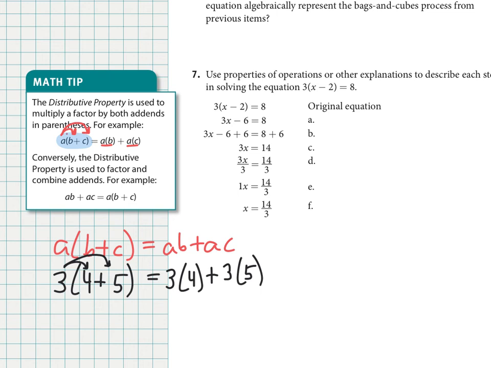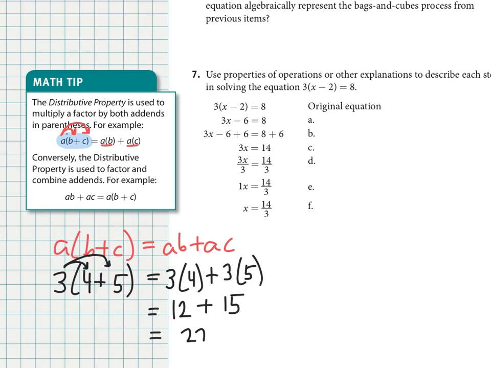And if we think about that, since it's numbers, we can actually do the multiplication, right? 3 times 4, of course, is 12. 3 times 5 is 15. Okay, and 12 plus 15 is 27. Okay, here's how we can show that that's true.